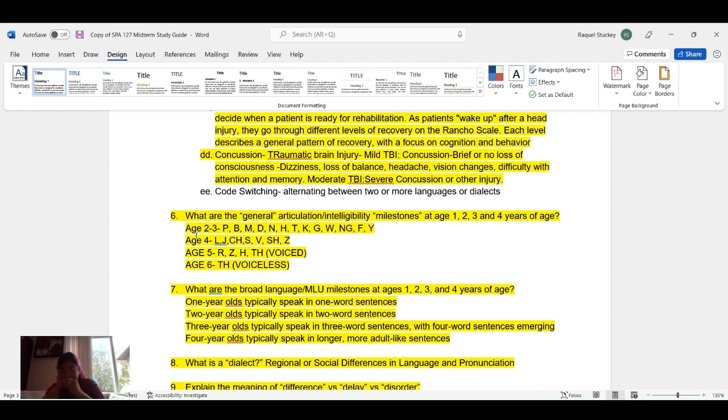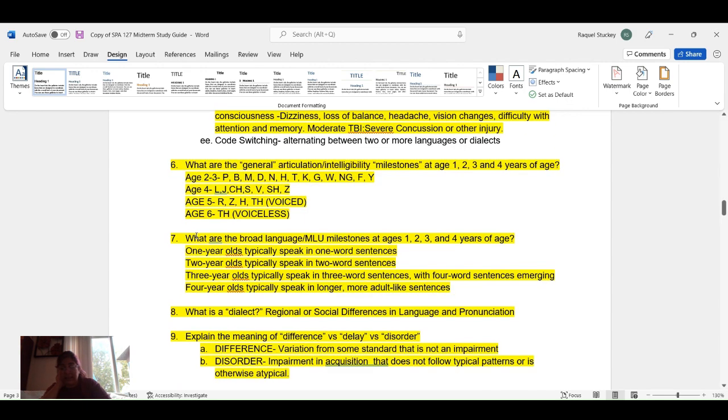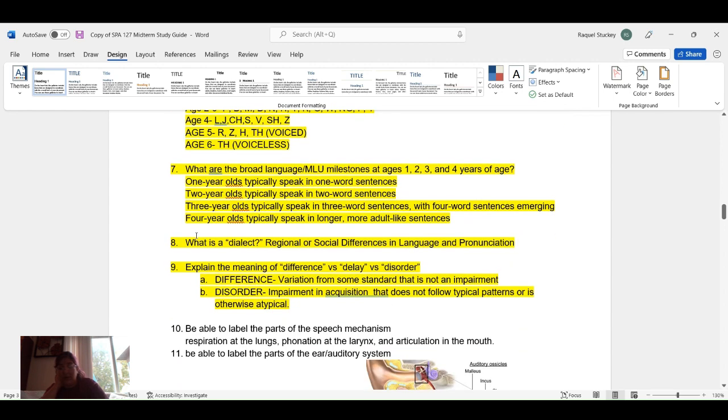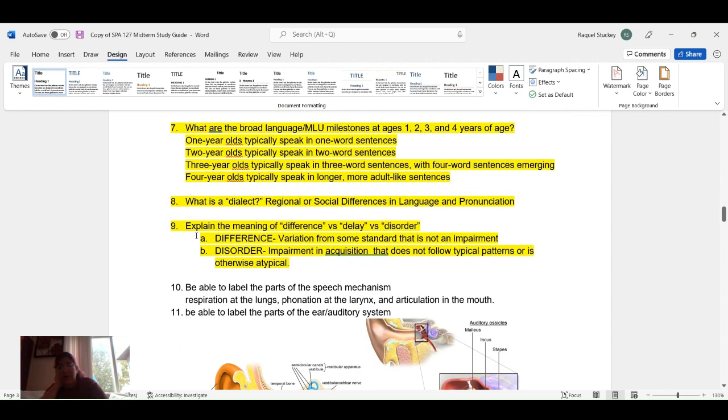Broad language milestones at age 1, 2, 3, and 4. 1-year-old, 1-word sentence. 2-year-olds, 2-word sentence. 3-year-olds, 3 to 4-word sentences. And 4-year-olds, longer, more adult-like sentences.